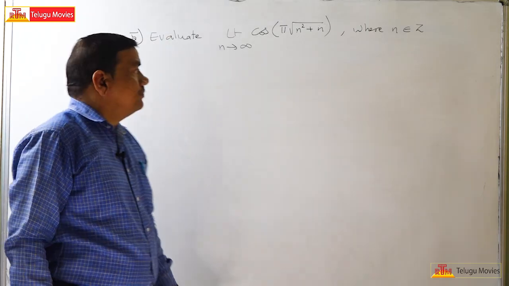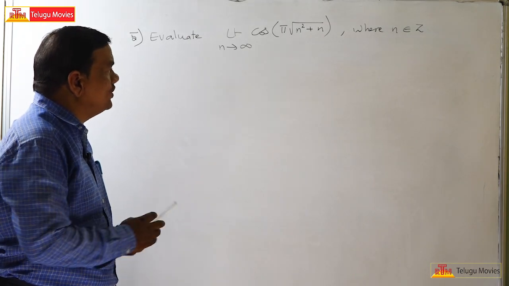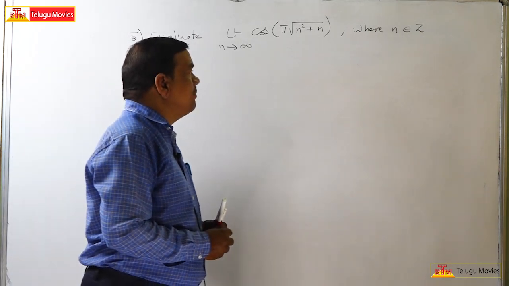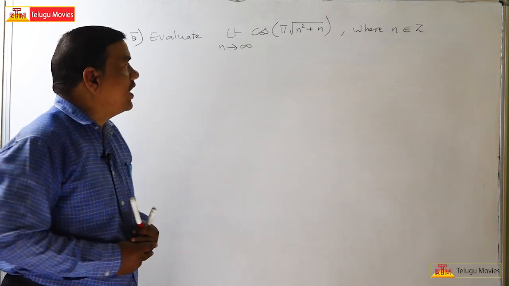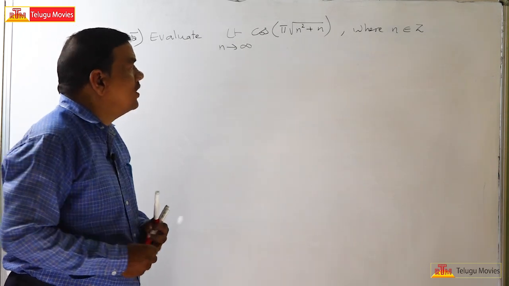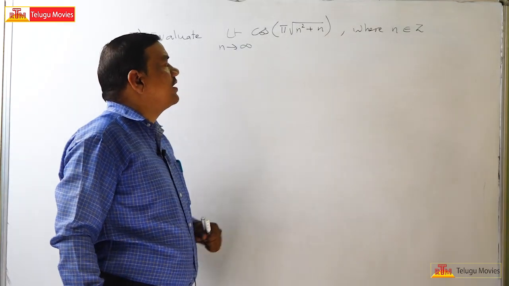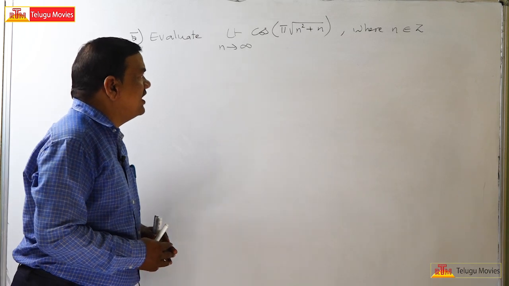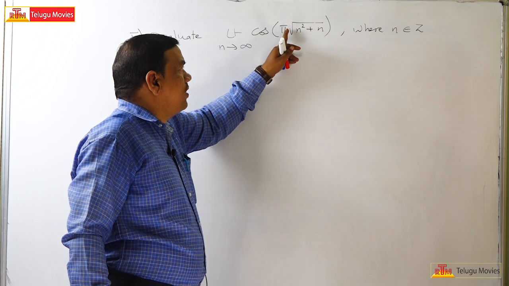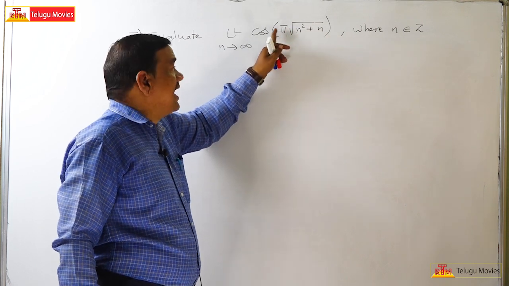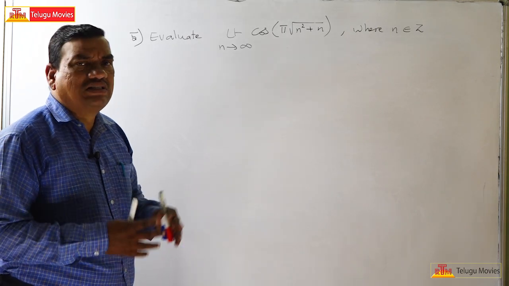Welcome to this problem. Evaluate the limit as n tends to infinity of cos of pi into root of n square plus n, where n belongs to Z. N tends to infinity. How to do this problem? Generally students will take n square common outside. So n square times 1 plus 1 by n, so n pi will come. As n tends to infinity, cos of n pi is equal to how much? That is how they will start.